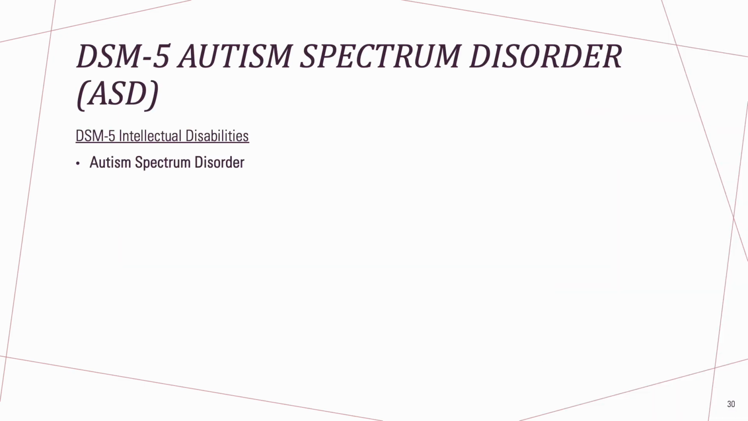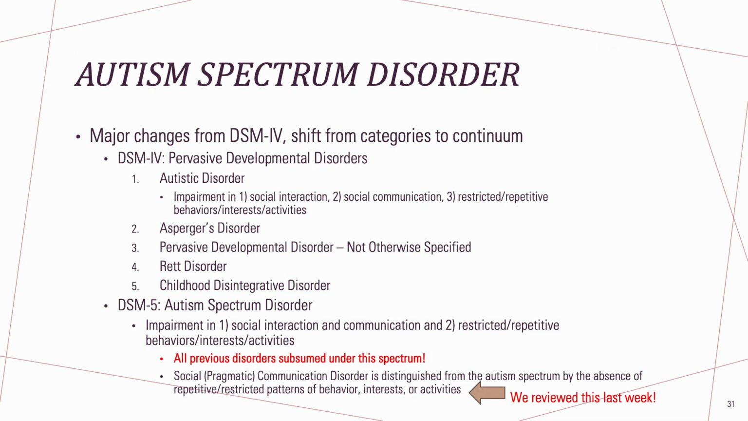So here we have our DSM-5 title, autism spectrum disorder. And now we'll talk a little bit more about some of the specific changes that we saw between DSM versions in terms of how we conceptualize autism and what that ultimately meant for the specific diagnoses that we were seeing in the DSM. So there have been major changes between DSM-4 and DSM-5, which we are currently on.